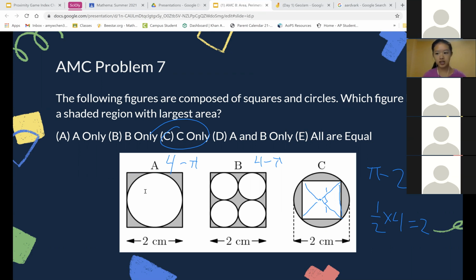Also, if you're asking about AMC 10 and 12, I think it's in November. I'm not sure when AMC 8 is.